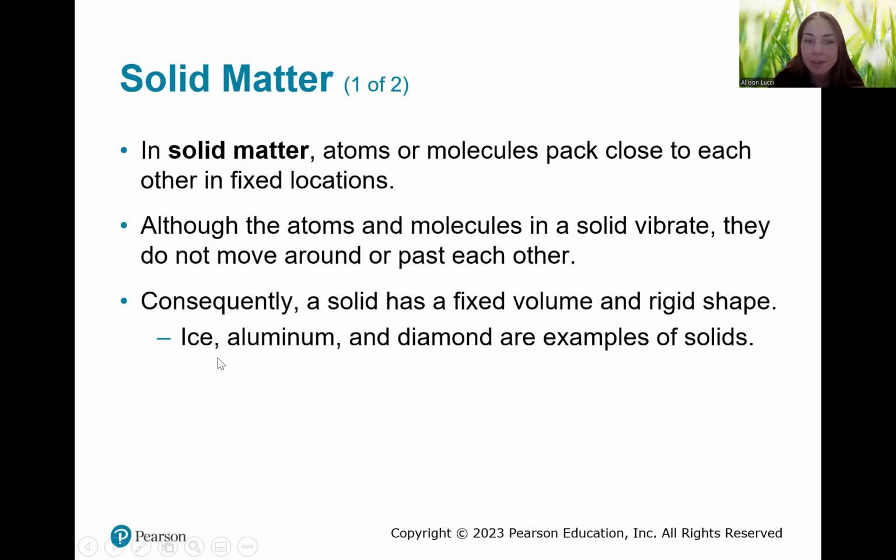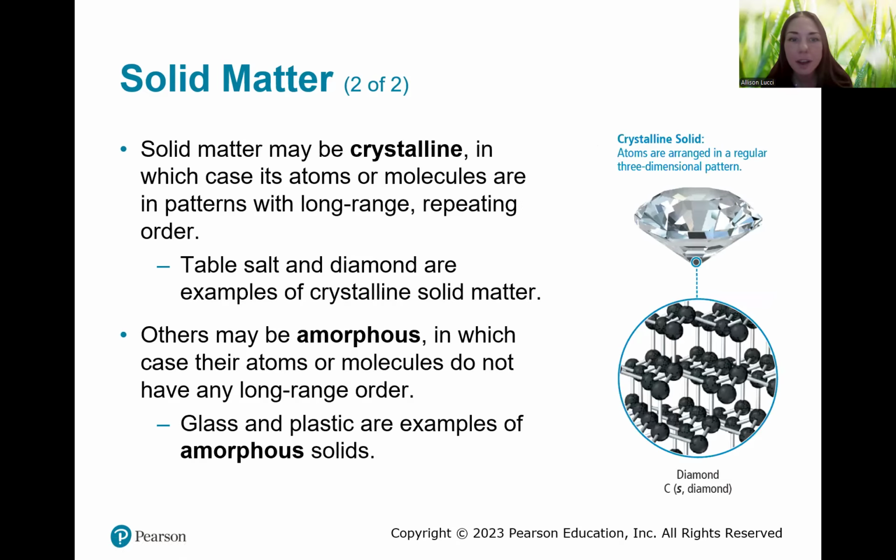So things like ice, aluminum, like when you wrap your food items with aluminum foil, and diamond, these are all solid forms. We can have a crystalline type of structure where we see these long range repeating patterns. These are all carbon atoms here. This is one form of solid carbon where we have this structured, crystalline, regular, three-dimensional pattern. And then we can see other types of solids that are more amorphous.